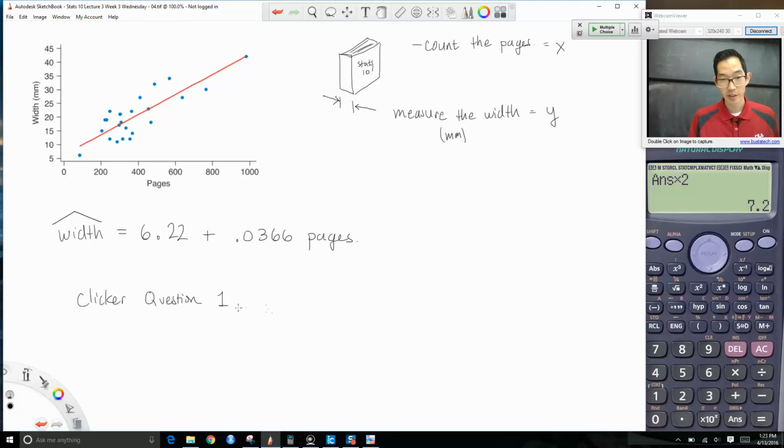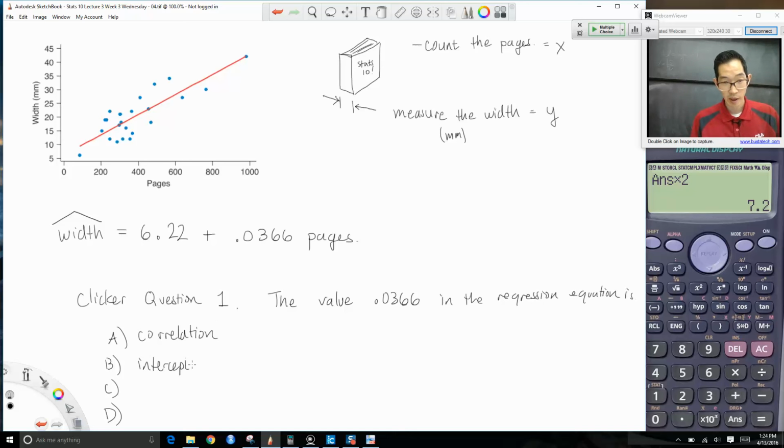I'm going to say the value 0.0366 in the regression equation is, and your answer choices are the correlation, the intercept, the slope, or the residual. So clicker question 1. I hope this works. Everyone's clicking in.